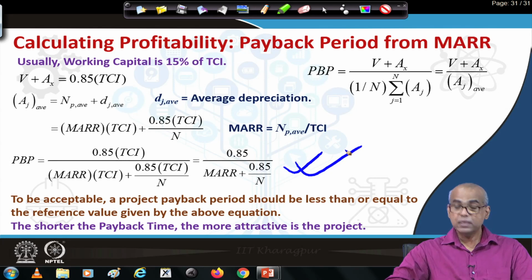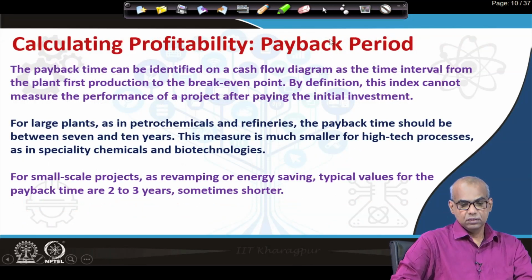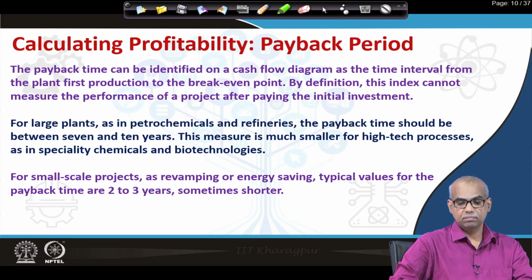So, when you compare multiple projects, you choose the one which has the shortest payback time. The payback time can be identified on a cash flow diagram as the time interval from the plant first production to the break even point. We have seen this when we talked about cash flow diagram. By definition, this index cannot measure the performance of a project after paying the initial investment.